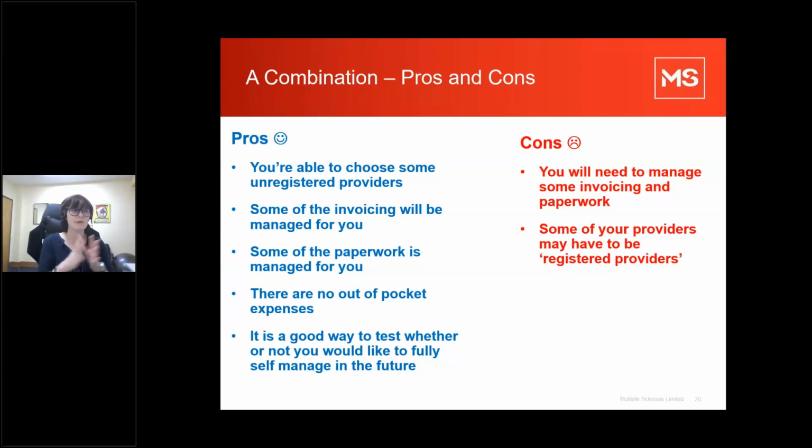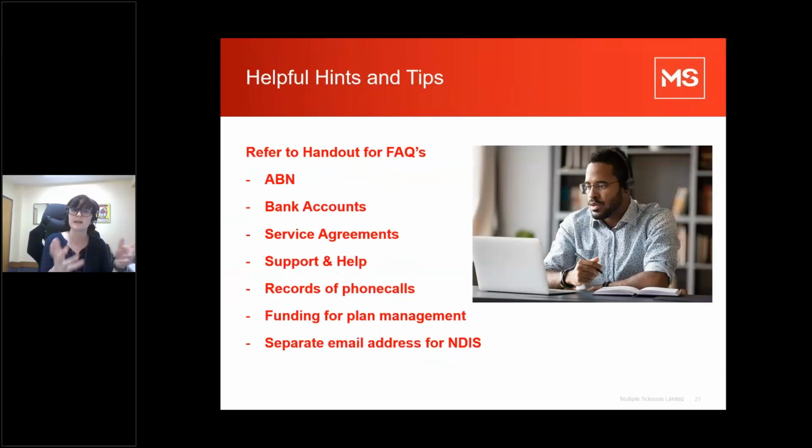So we have a bunch of handouts. We handed out a FAQ regarding ABN, bank accounts, service agreements, contracts, support and help, recording of phone calls, the funding for plan management, and separate email addresses. So if you have any further questions, I'm not too sure if we've given out my email, or you can call MS Connect and ask for me, or ask for the equivalent of me in Melbourne. Her name is Kim, and we are more than happy to help out with further questions, but MS Connect are just as competent as us.